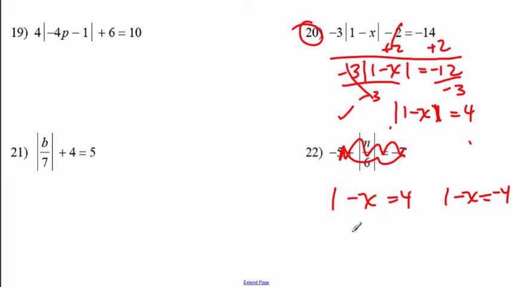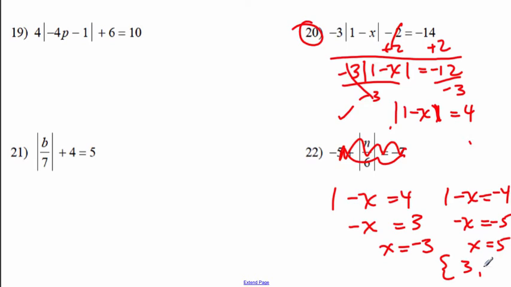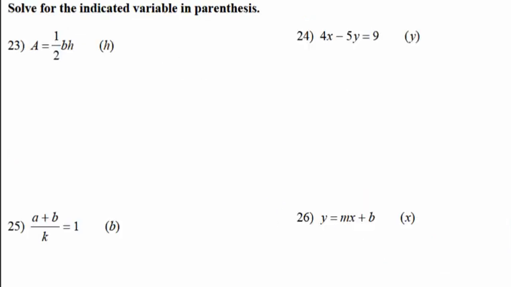Down here, subtract 1 from each side. I get negative x equals 3, or x equals negative 3. Okay, on the right, I subtract 1 from each side. I get negative x equals negative 5, or x equals 5. So our answers to this absolute value are negative 3 and 5. And there's that one. How fun is that? That is fun stuff. You can do the rest of them, though. You got to solve for the absolute value.